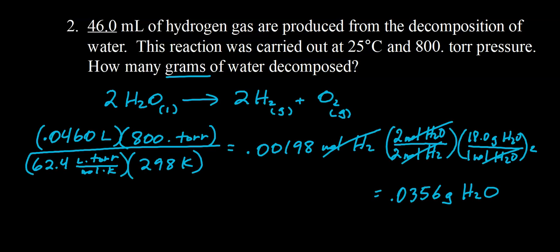All right, hopefully my math is right here. So first thing, I want to take that volume and convert it to liters, since again, R has units of liter times some unit of pressure per mole Kelvin. So take the volume divided by 1,000. I think I did that right, looks good. Multiply by pressure divided by R and T, and we get 0.00198 moles of hydrogen gas that is produced in the reaction. And then we apply our mole conversions to ultimately find grams of water. Not a lot of water, 0.0356 grams of water. That's a really small amount as needed to produce 46 milliliters of hydrogen gas at that temperature and pressure.